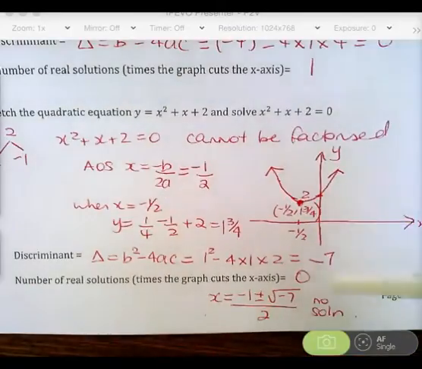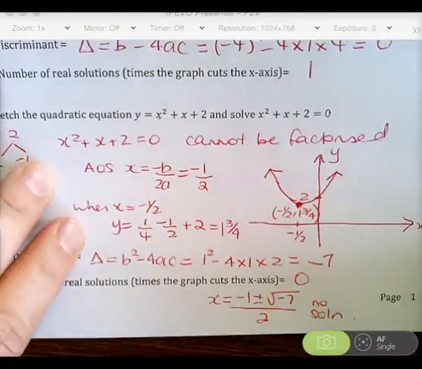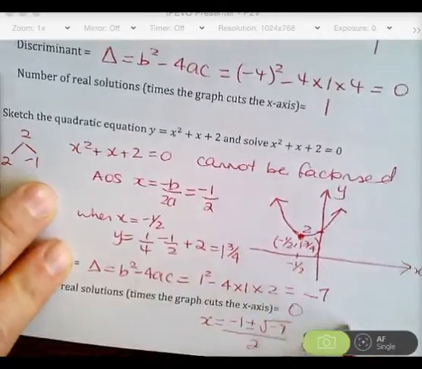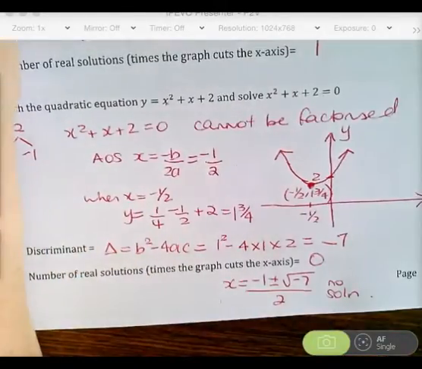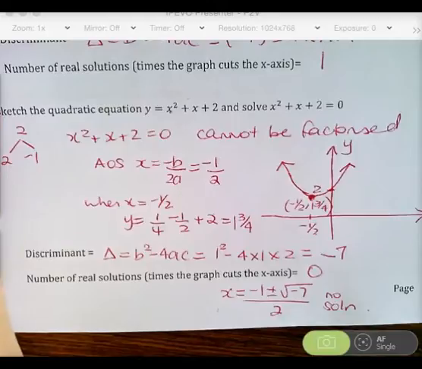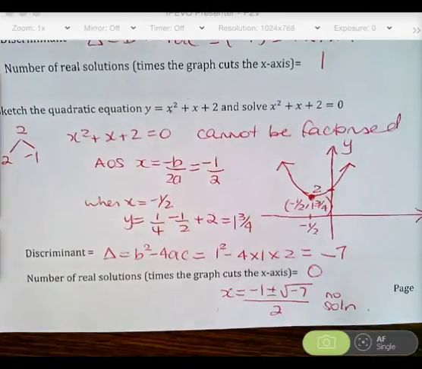Now this is why we need, you know how we say there are no real roots? What we're doing here is complex numbers and imaginary numbers. We do have imaginary roots. So there are no real roots, however we do have imaginary solutions. And that's what we're going to look at now. That's why we need complex numbers.